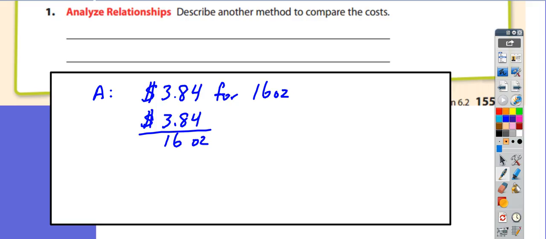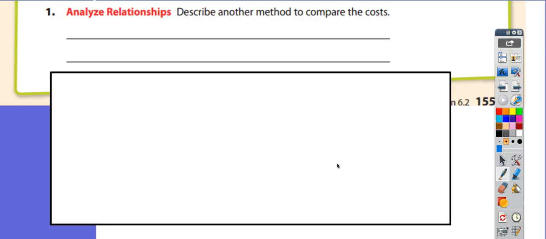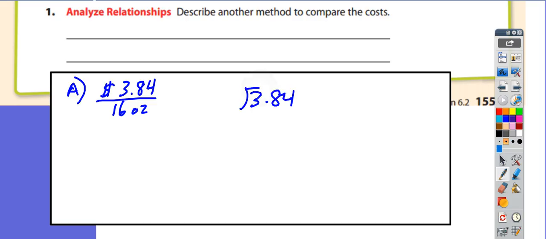So watch what happens if I divide $3.84. It's a messy 3, so I'm going to rewrite that so you can see. I'm going to get rid of all these annotations. You've seen this. Maybe I'll write it real small. For brand A, we've got $3.84 for 16 ounces. And what that means is that we take $3.84, and that's our dividend. And we take 16, and that's our divisor. So what we're going to do is divide the cost by the 16 ounces, and that will tell us the cost per ounce.